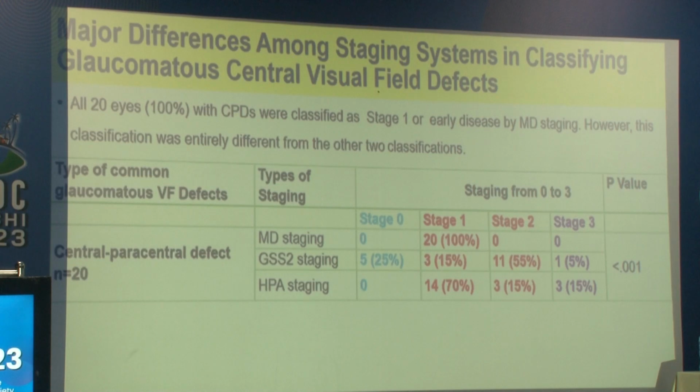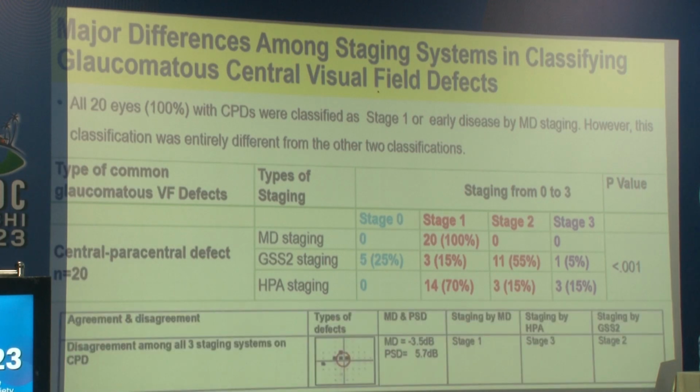Now, we observed the major difference among the staging systems in classifying glaucomatous central visual field defects. All 20 eyes with central paracentral defect were classified as stage 1 or early disease by mean deviation staging. However, this classification was entirely different from the other two classifications. Here we see a central paracentral defect. There is disagreement among all three staging systems for classifying this visual field defect, where mean deviation staging classified it as stage 1 and Hodapp-Parrish-Anderson classified it as stage 3, whereas GSS2 classified it as stage 2.